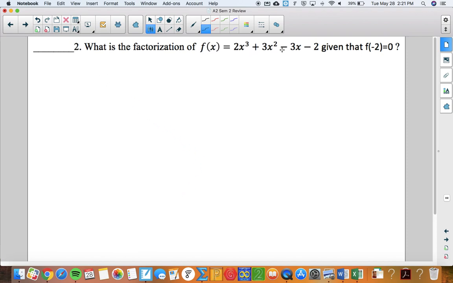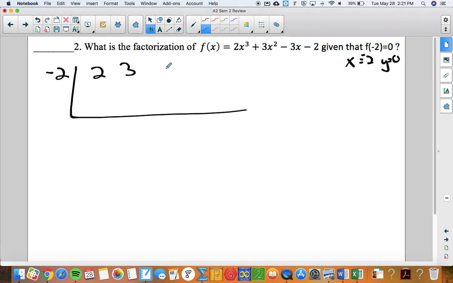What is the factorization of this polynomial given that negative 2 is a 0? So when x equals negative 2, y equals 0. So I can use synthetic substitution with that negative 2. So we bring down our coefficients, negative 3 and negative 2. Drop down the first value, multiply, add, multiply, add, multiply, add, we get a 0.